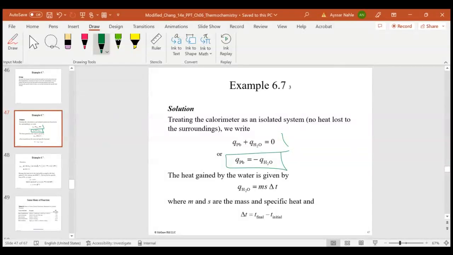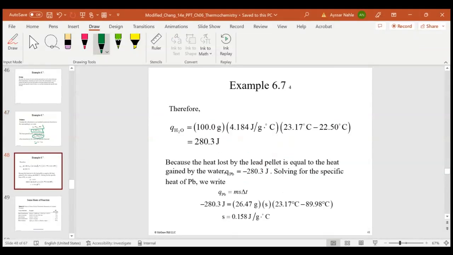Now, the heat of the water, as I said, Q of the water, the heat absorbed by the water is the specific heat of the water multiplied by the mass multiplied by delta T. Delta T is the T final minus T initial. Now, Q of the water is equal to this. This will be the mass, and this is the specific heat for the water, and this will be the delta T. Now we get actually the Q for the water. Now, the Q for the lead will be equal to negative. Okay, that's the Q for the lead in here.